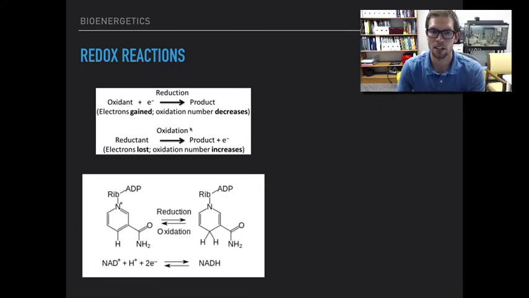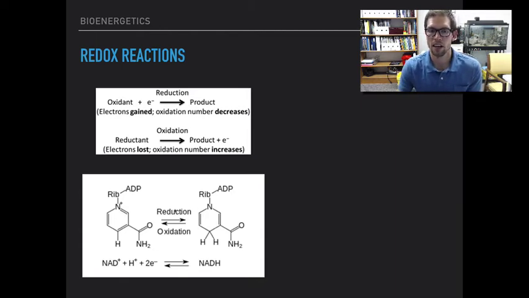Now, oxidation is the inverse of this. This is actually losing an electron. So something that is oxidized gives away an electron. Now, in biology, we're not going to just see something gaining an electron or losing an electron. It's always going to happen combined. There's typically always going to be something that is donating the electron and something that is accepting the electron.